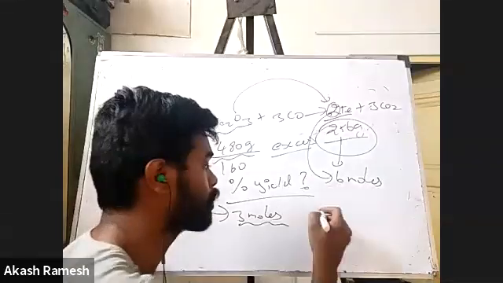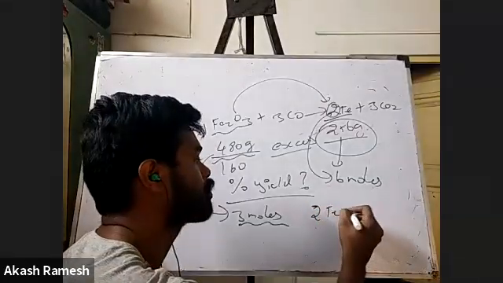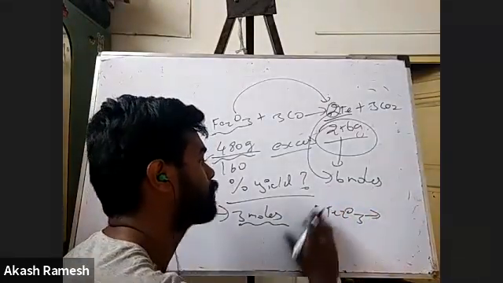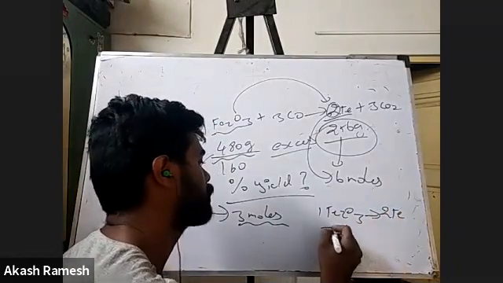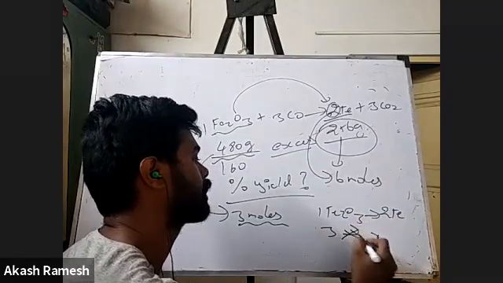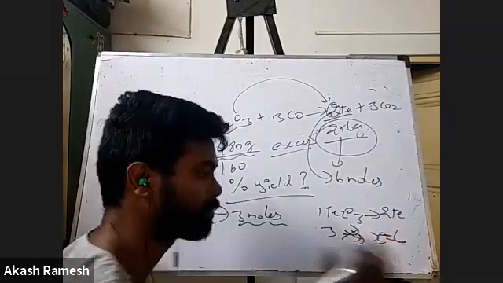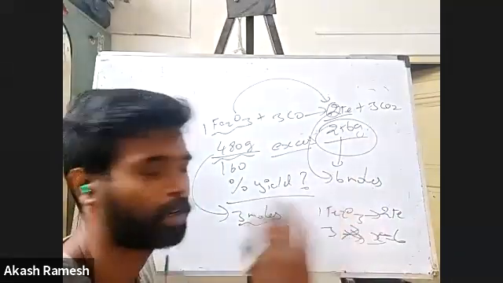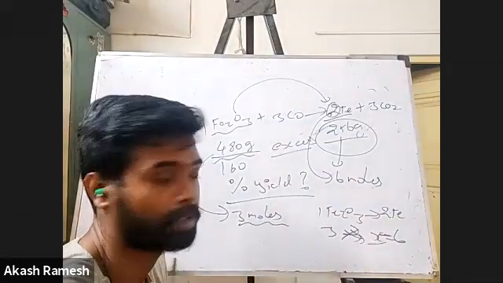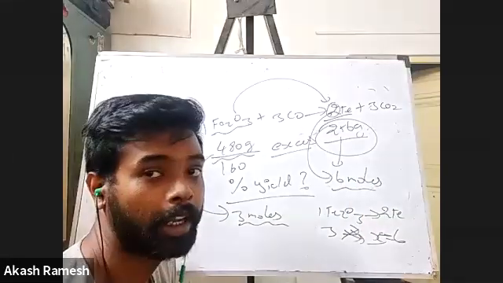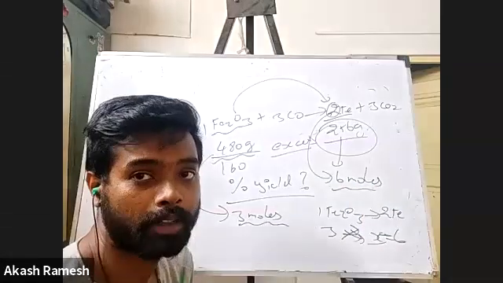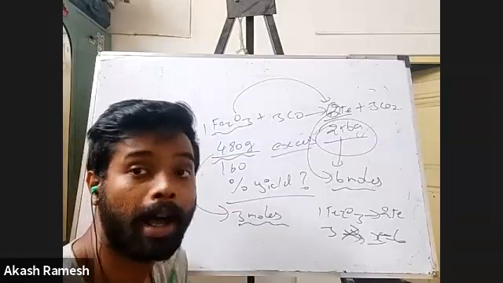Again, if you're getting confused, do it like this: 1 mole Fe2O3 gives 2 moles Fe. So if I have 3 moles of this, if you find X, X is going to become 6. Or with pure logic, you don't have to go through so much. So I have to get 6 moles of Fe. Now I need to know the mass of the 6 moles.